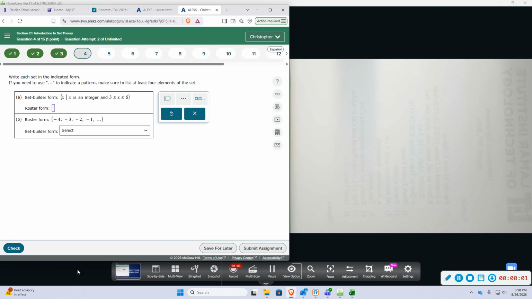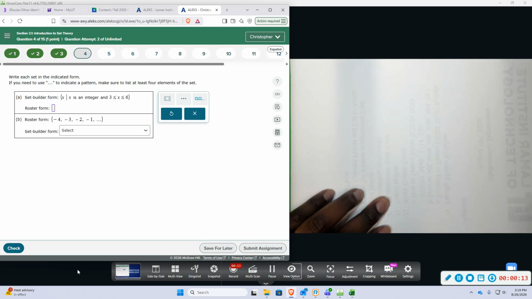All right, question number 4. We want to write each set as indicated on the form. We're going to use set builder notation and roster form. All right, so the first one wants us to use set builder notation, and we have x is an integer, and 3 is less than x, which is less than 6.